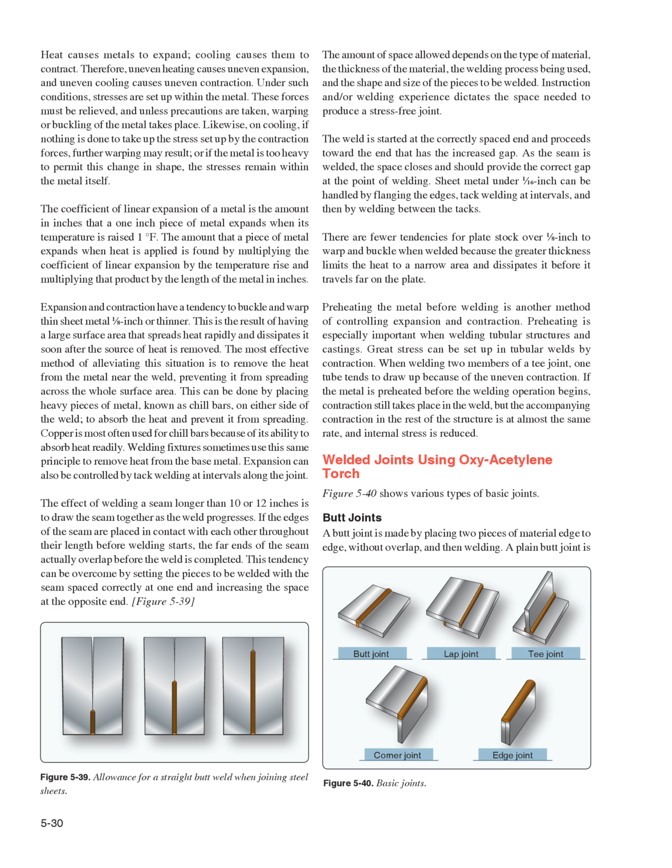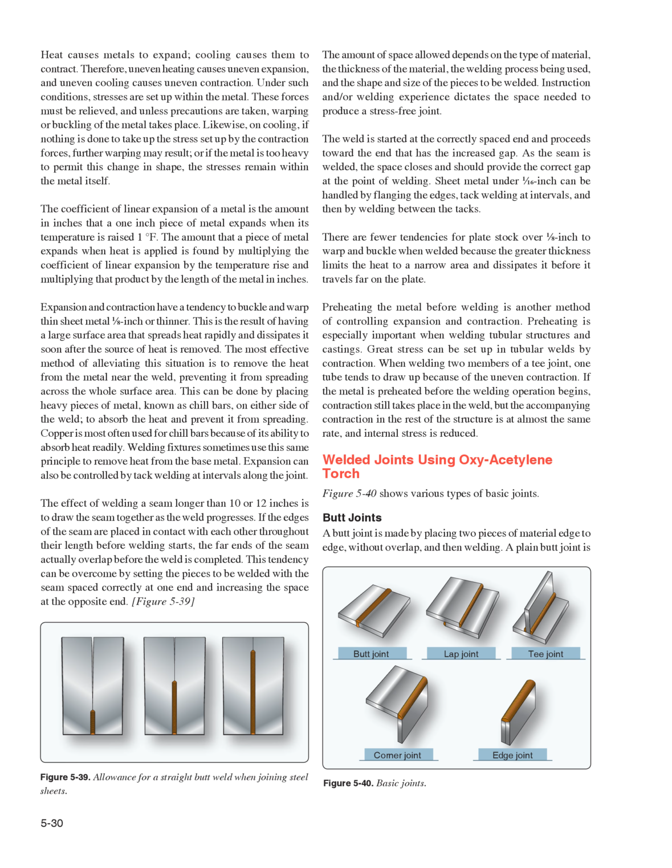Figure 539. The amount of space allowed depends on the type of material, the thickness of the material, the welding process being used, and the shape and size of the pieces to be welded. Instruction and/or welding experience dictates the space needed to produce a stress-free joint. The weld is started at the correctly spaced end and proceeds toward the end that has the increased gap. As the seam is welded, the space closes and should provide the correct gap at the point of welding.